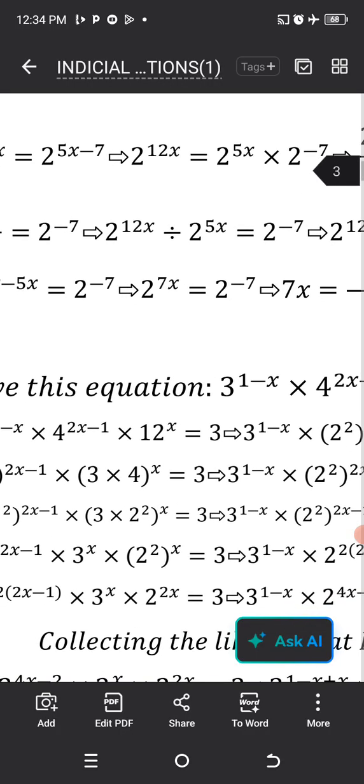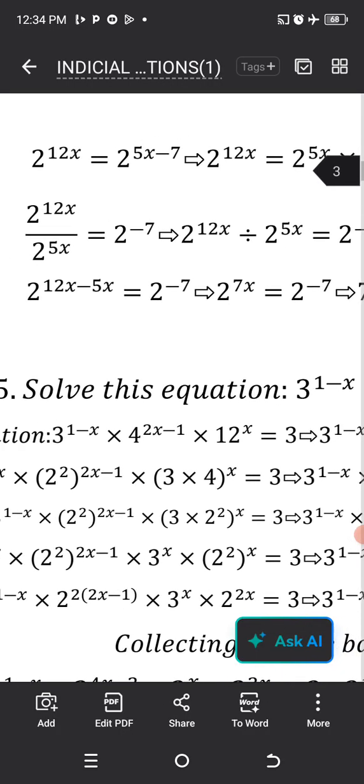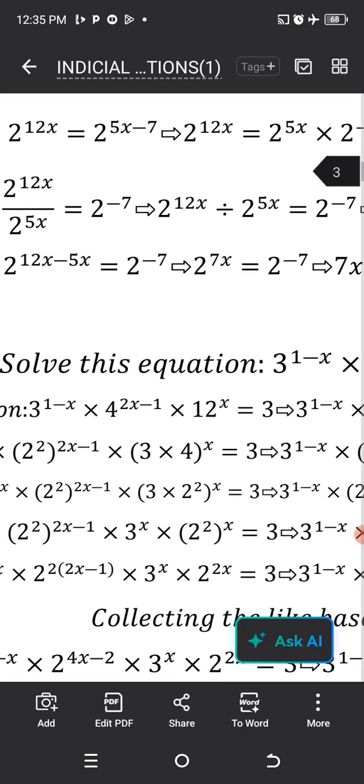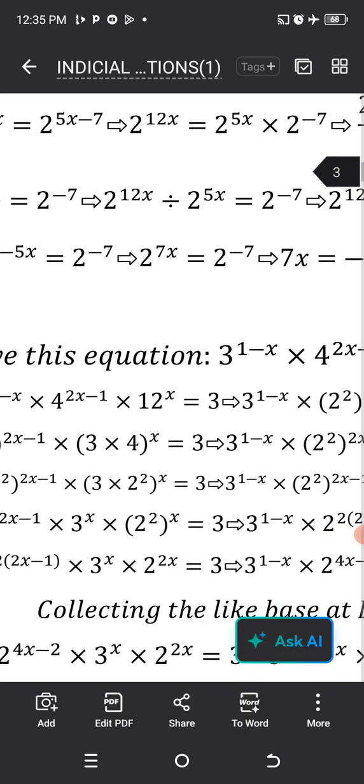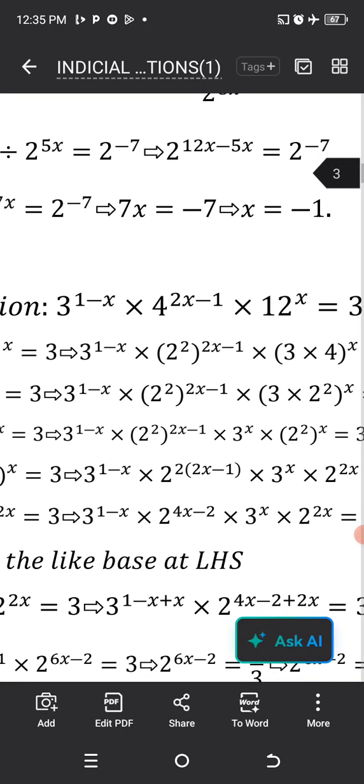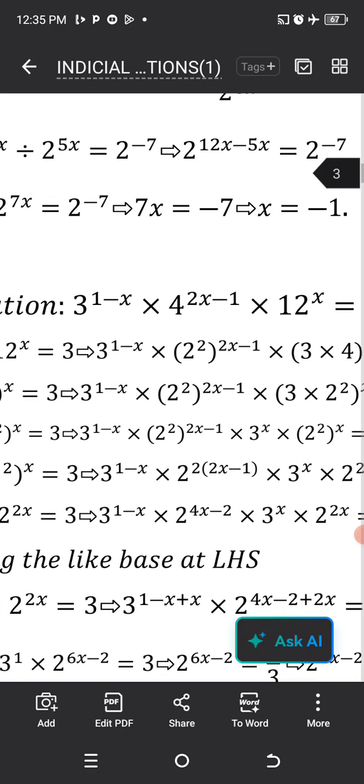And from what I've said earlier, applying the principle or the step, we state that what? Once they have the same base, you can see that now 2 raised to power 7x equals 2 raised to power minus 7. They have the same base, which is 2. So definitely you can equate their indices together. So that's why 7x equals minus 7. So I divide both sides by 7, you have what? x is equal to minus 1.